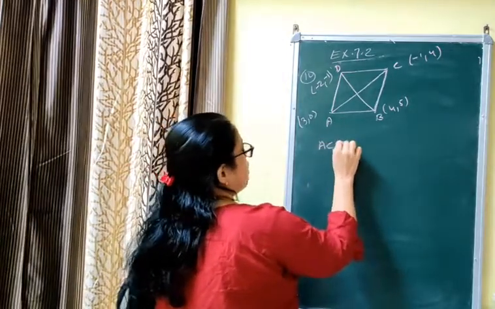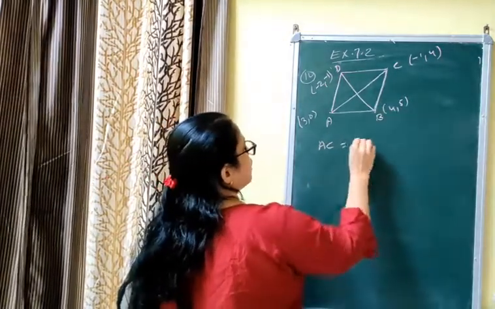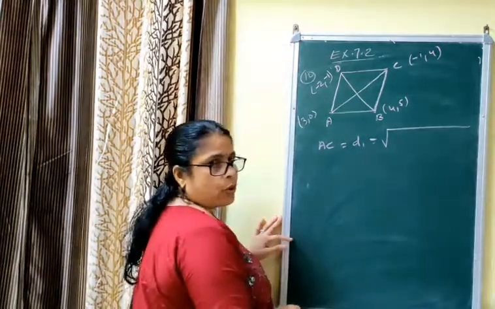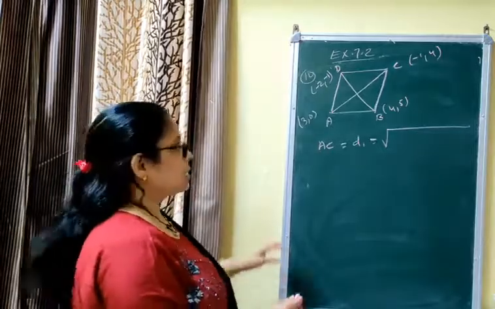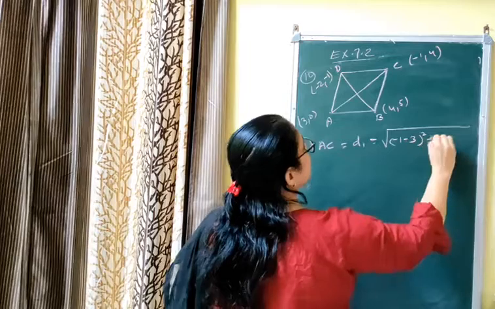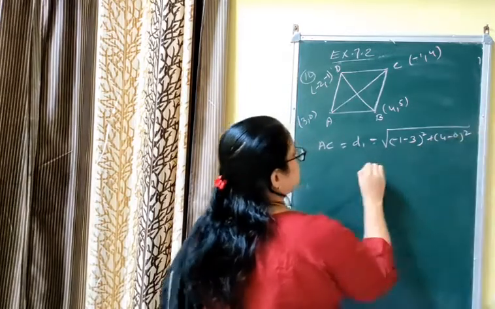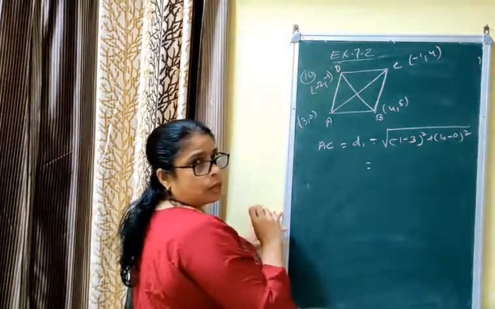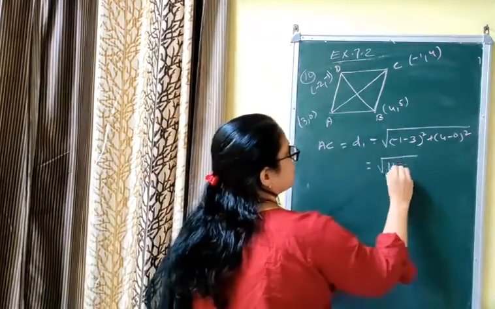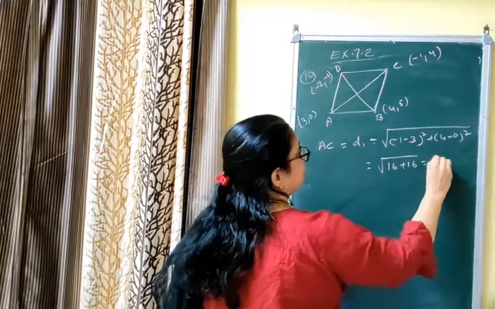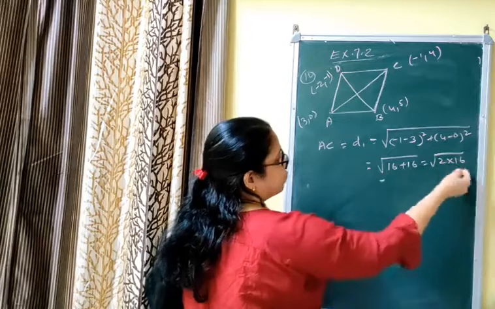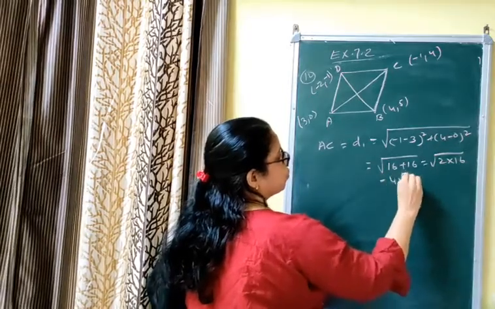Now AC is the first diagonal. Let us assume the first diagonal as small d1, equal to the distance. How can we find the distance between 2 points whose coordinates are given? By the distance formula. That is under root of (minus 1 minus 3) whole square plus (4 minus 0) whole square, using the formula under root of (x2 minus x1) whole square plus (y2 minus y1) whole square. That is 16 plus 16. I taught you this earlier. 16 plus 16 is 2 into 16. If you take 16 outside, it is 4 root 2.